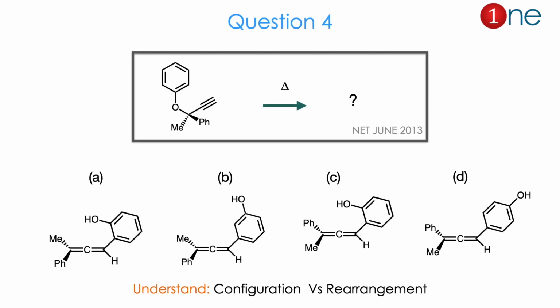Then question number 4. The starting material is an ether, which is attached to a chiral carbon and an alkene. They are heating it up and they ask you to find the product. The product is like a cumulative diene, a kind of allene with continuous double bonds.